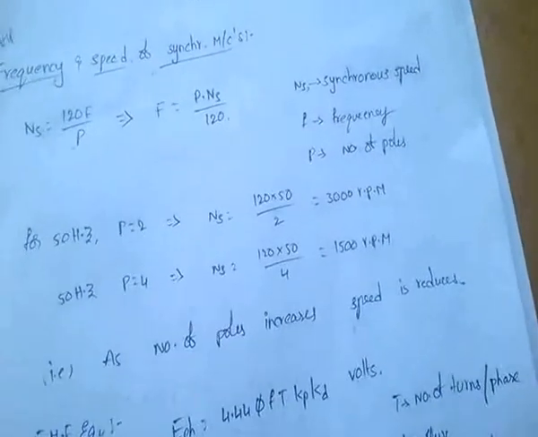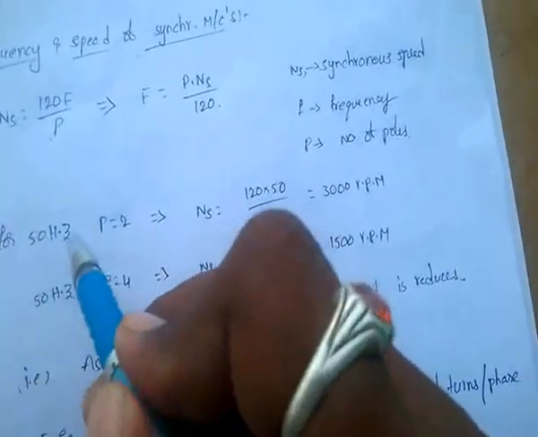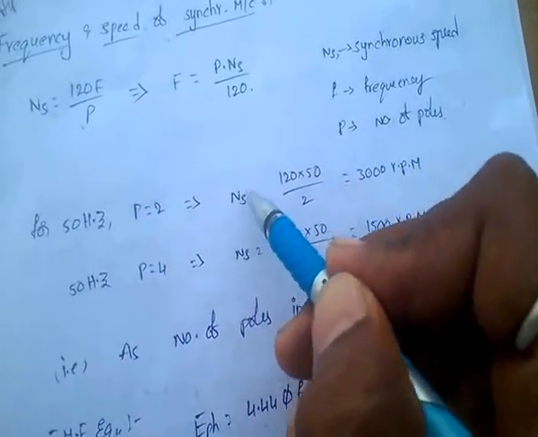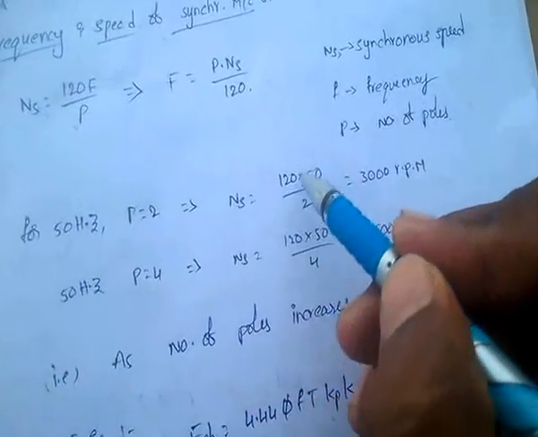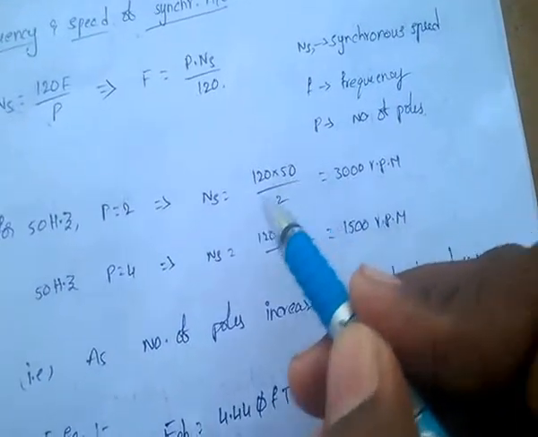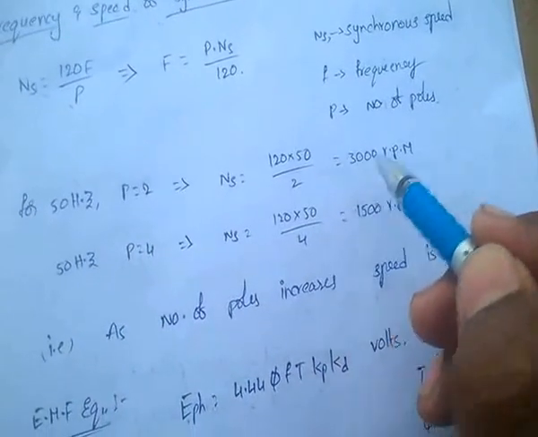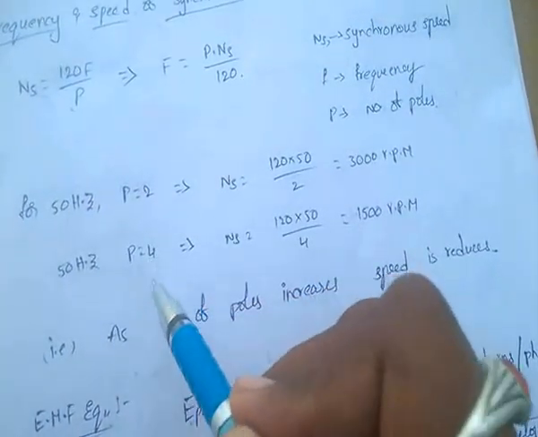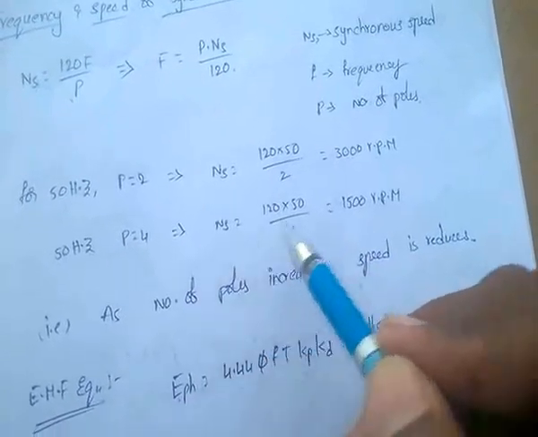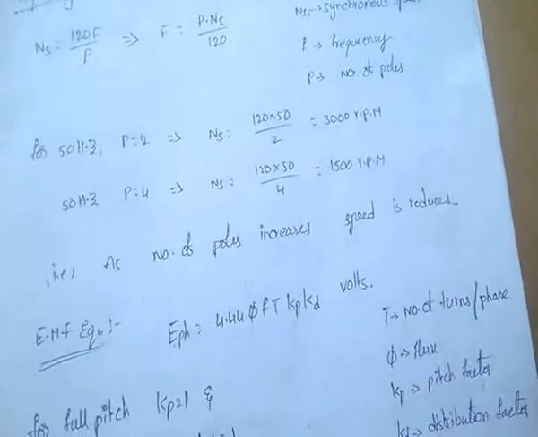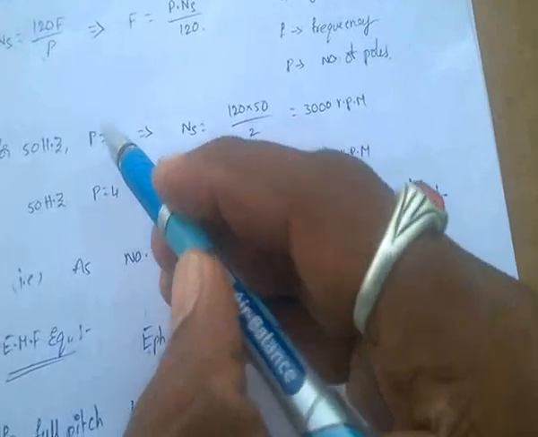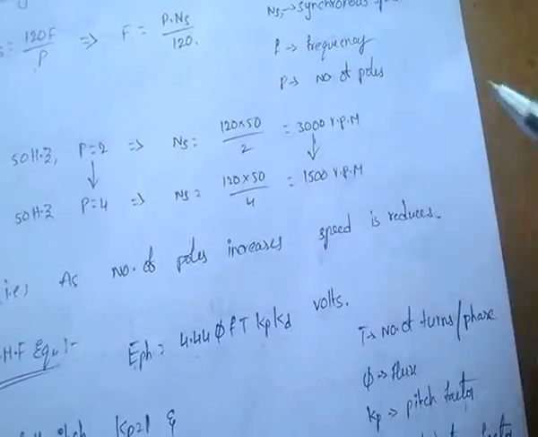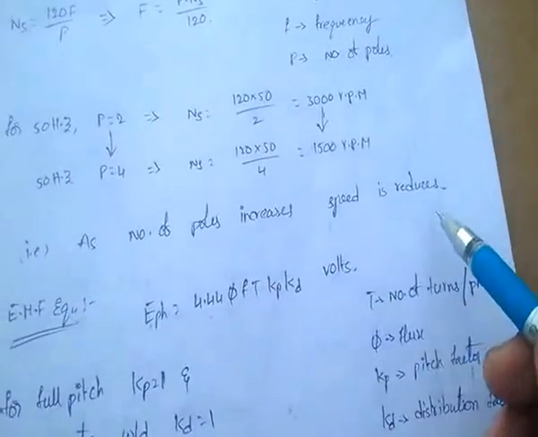For example, for 50 Hz, number of poles 2, synchronous speed Ns equal to 120 into frequency 50 by poles 2, that equals 3000 rpm. In case of 50 Hz, number of poles 4, the synchronous speed is 1500 rpm. That means as the number of poles increases, speed reduces.